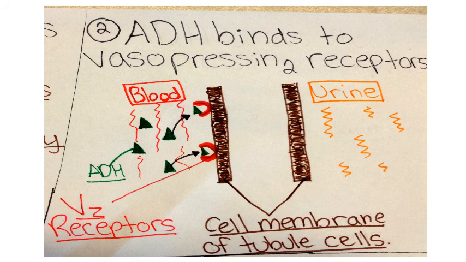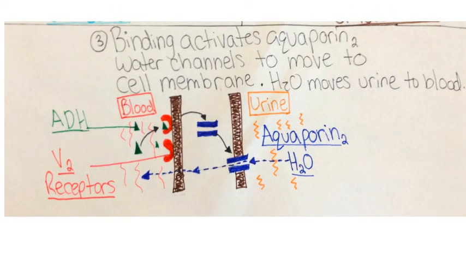ADH binds to vasopressin 2 receptors, which are located in the cell membrane of tubule cells. The binding of ADH activates aquaporin 2 water channels to move to the cell membrane. This allows water to flow from the urine back into the blood.